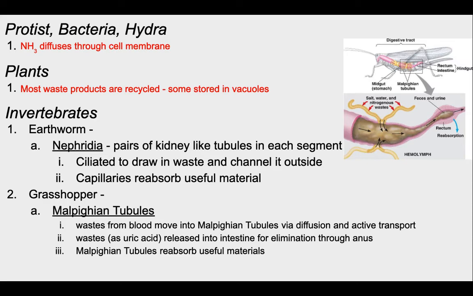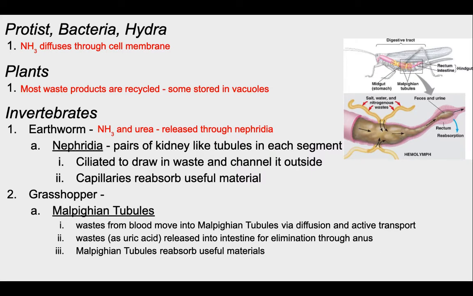The invertebrates, the earthworm, for example, we've been talking about in each section. Earthworms excrete waste such as ammonia and urea, and they have almost kidney-like structures. They're these tubules called the nephridia, and they're found in each segment. What they do is draw waste products and channel it to the outside, while at the same time the capillaries surrounding these nephridia can reabsorb materials that are still useful.